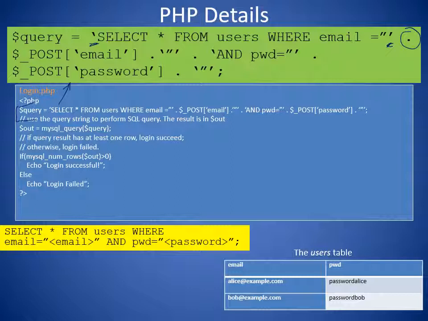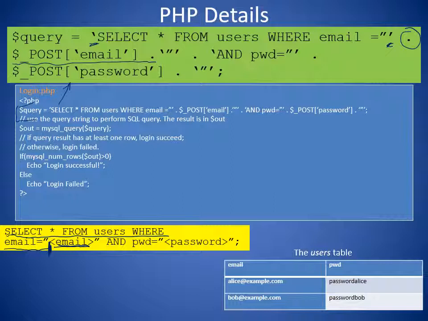In this concrete example, the first part of the string is select star from user where email equals a double quote, which generates the first part of the SQL statement displayed below. Then the second component is the email string obtained from the post variable, which is retrieved from the HTTP post request and put in here.